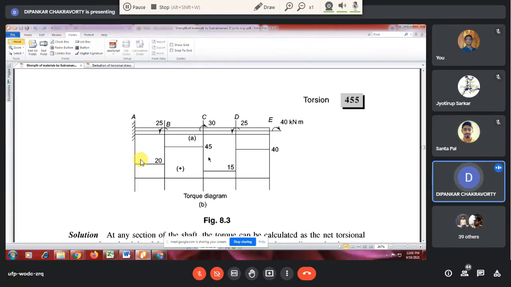And if somebody asks you what the support torsion is, the support torsion will be 20 kilonewton meter. Okay.